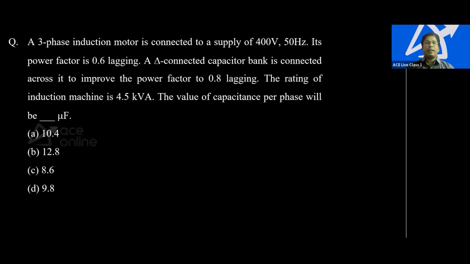A 3-phase induction motor is connected to a supply of 400 volts, 50 Hz. Its power factor is 0.6 lag, so the initial power factor is 0.6 lag. A delta connected capacitor bank is connected across it to improve the power factor to 0.8 lag. So the second power factor is 0.8. The rating of the induction machine is 4.5 kVA. The value of capacitance per phase will be dash microfarad.